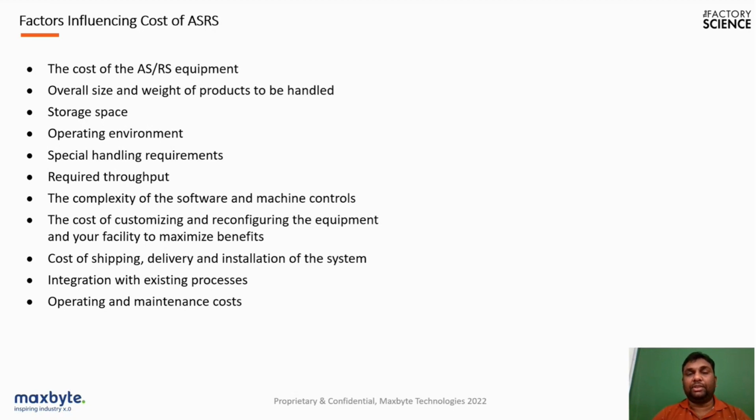And what is the required throughput time? Some machines need very high frequency material supply to that particular line. In some stations, the material need not be supplied at a regular interval, because the machining time and cycle time will be more. So based on that we can select our ASRS systems, and also the integration with existing processes and the cost of customizing. So these are some of the critical factors that will influence the cost of an ASRS system.